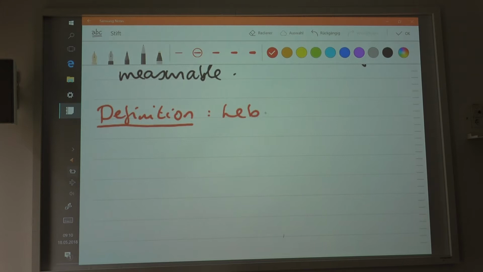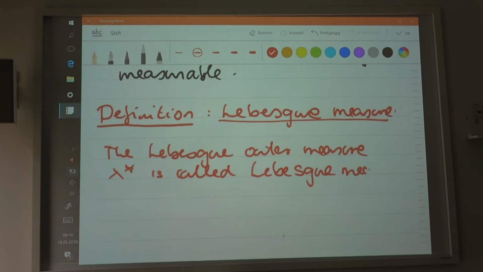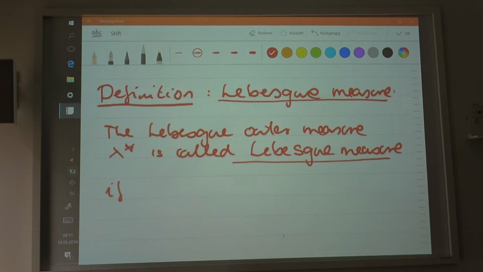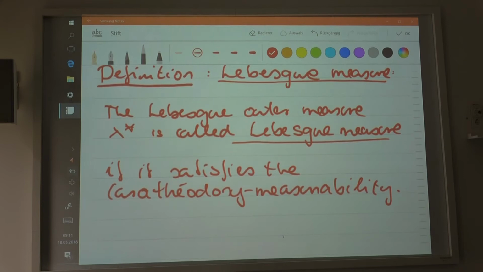Lebesgue measure. What is that? The Lebesgue outer measure, which was lambda star, is called Lebesgue measure if it satisfies the Carathéodory-measurability. Alright, so that's how the Lebesgue measure can actually be defined in that case.